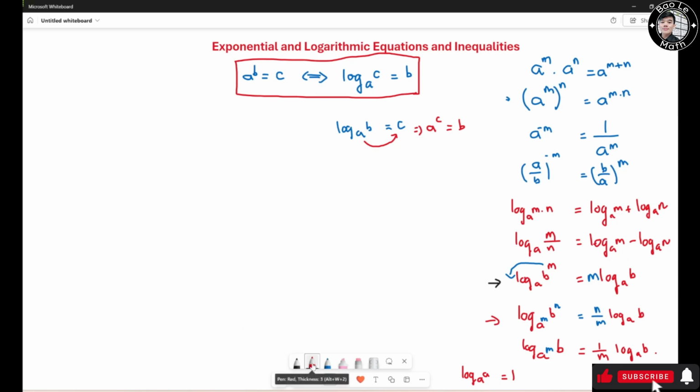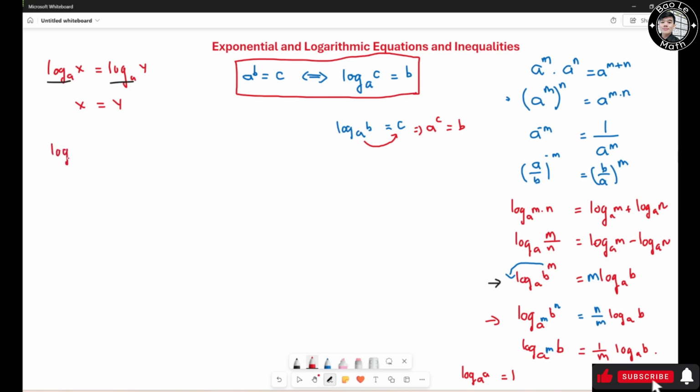Alright? Now, let's move on to the next example. So, we have the formula: if log base a of s equals log base a of y, then s equals y. Keep that in mind. We have the same base right here. We have the same base. So s should be equal to y.